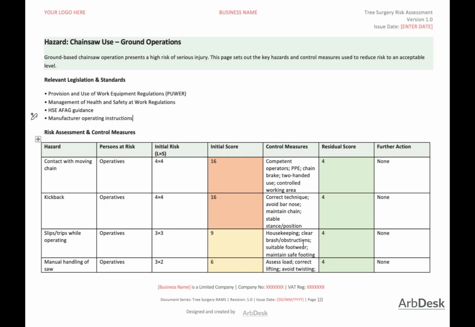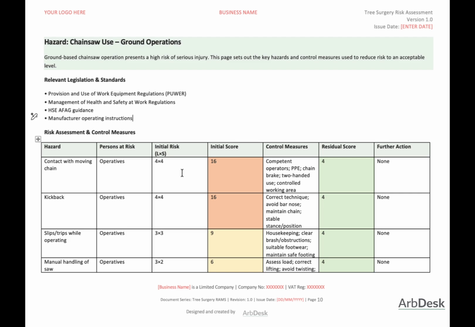It references relevant UK legislation and standards, so the Management of Health and Safety at Work Regulations, the AFAG guidance, and then as you can see, the structure is clear and professional. Each hazard is identified: contact with a moving chain, kickback, slips and trips while operating, it goes on. For each hazard, the person at risk is identified and an initial likelihood and severity score is calculated.